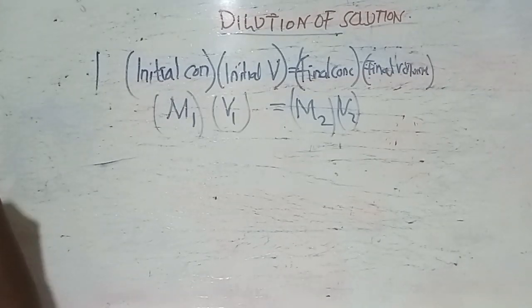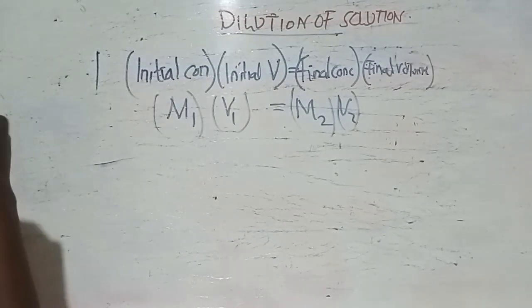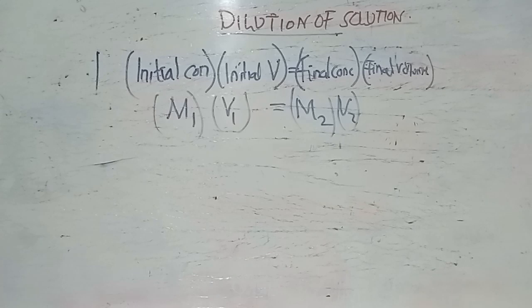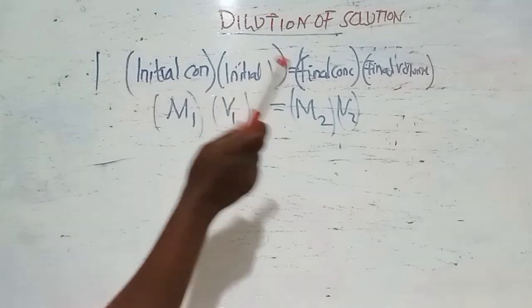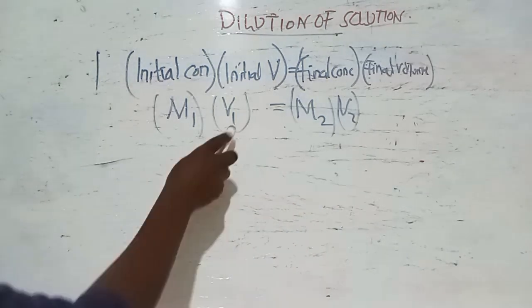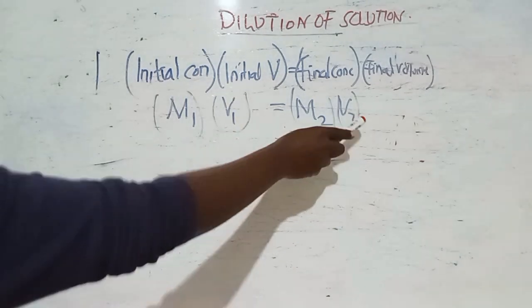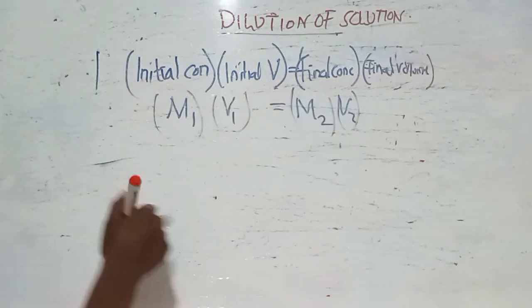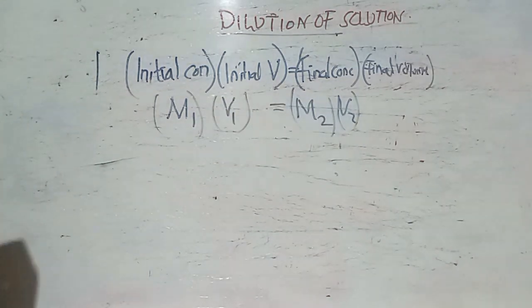So it is important to know that the initial and the final concentration have the same. The initial and the final concentration should have the same what? The same unit, as well as the initial volume and the final volume. They need to have the same units. So let us do an equation.